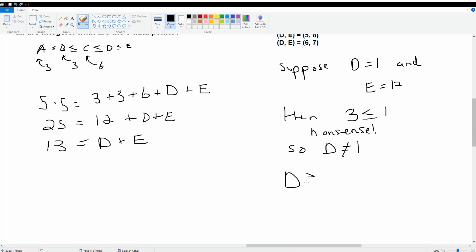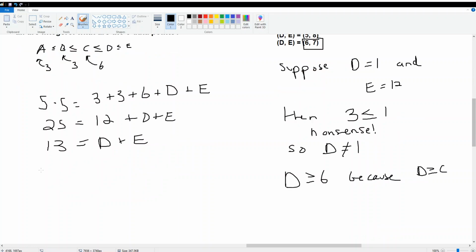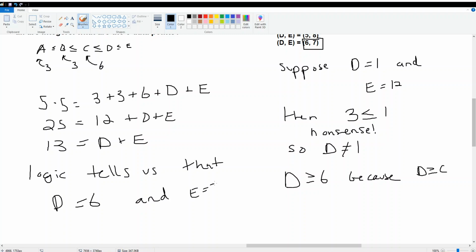D has to be greater than or equal to 6 because D is greater than or equal to C. You might say, why is it greater than or equal to C? You just made that up. No, we didn't, because we said we don't know what the data points are, but we're putting them in order. And just by virtue of that and the logic we have, it's got to be greater than or equal to 6. There's only one option, 6 and 7. You might say, oh, why not 7 and 6? Well, that's the same thing. So, logic tells us that D equals 6 and E equals 7 is the only option.